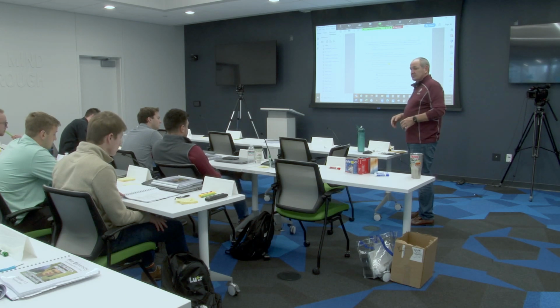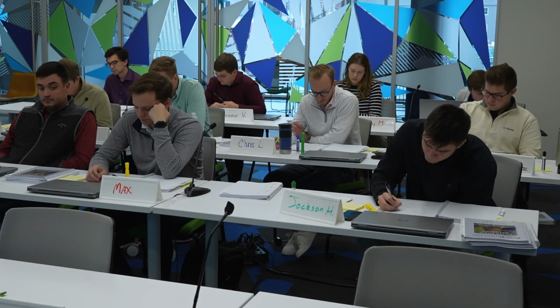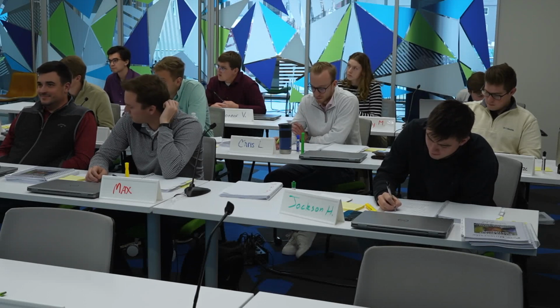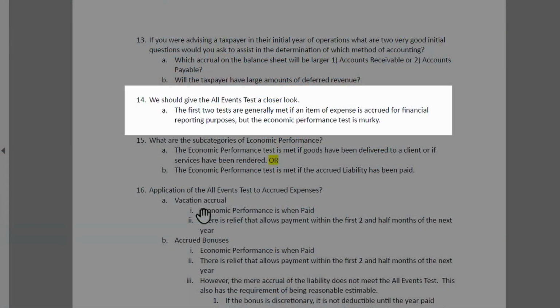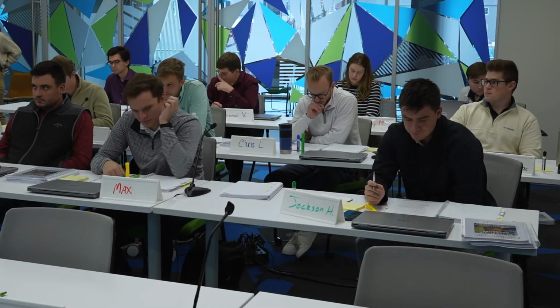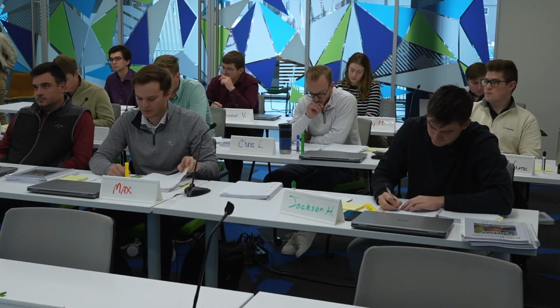Let's see, who was the last person? Me. Who do you want to call in? Matt. Okay. We should give the all events test a closer look. Oh, see, I probably did this ahead. You got an advantage here, Matt. The first two tests are generally met if an item of expense is accrued for financial reporting purposes, but the economic performance test is murky. Go ahead. What's number 15?